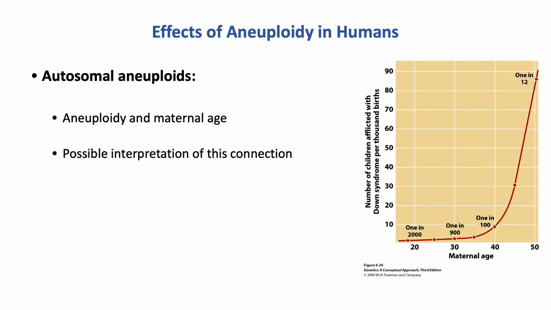It is also usually seen that there is a correlation between maternal age and giving birth to a child with autosomal aneuploidy. This plot here is an example of how the older the maternal age, the higher the cases of Down syndrome. So there is a correlation between maternal age and the incidence of giving birth to such aneuploid children.